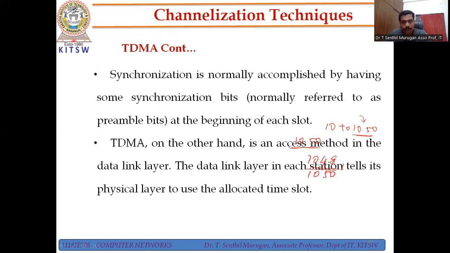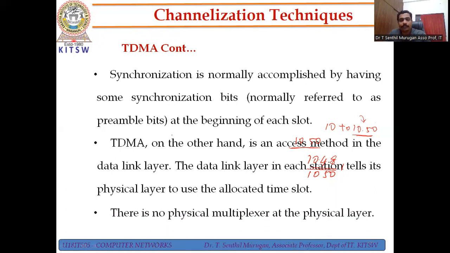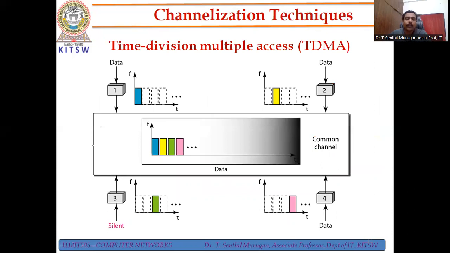Okay, so this will also happen in the data link layer. We know that there is no physical multiplexer in the physical layer. Previously we discussed frequency division. Now, this time is for session 1, this is session 2, this is session 3, this is session 4. In between, some gap is there, no? This is guard time. So these times are guard time.